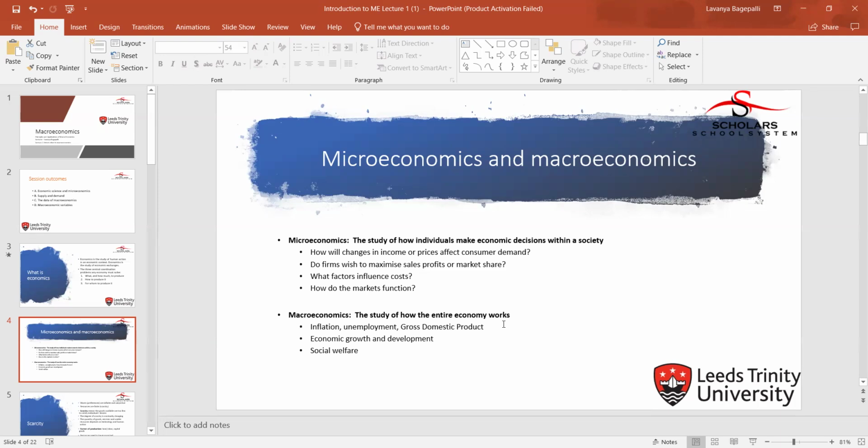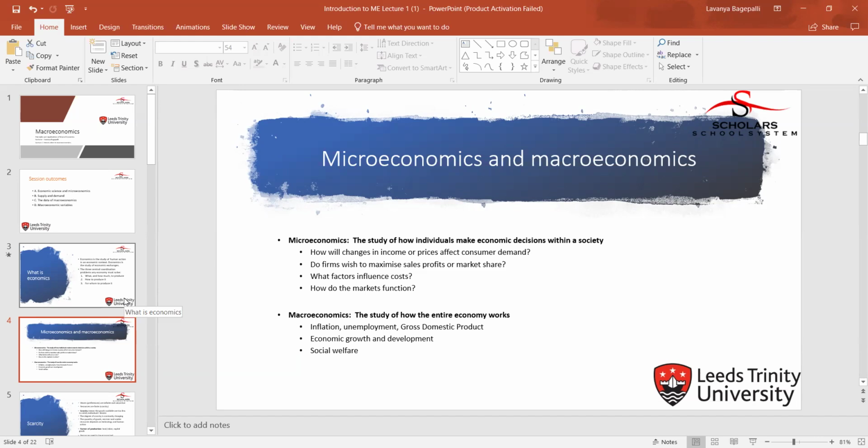Okay, but when we're studying macroeconomics, we are going to look at the entire country. We are going to see how the entire economy works. It is how the entire country works. It's not just one individual. We are going to look at individuals, business, and government as a whole. So that is the difference between micro and macro. It's a very thin line of difference, as I told you. So that's about microeconomics and macroeconomics.